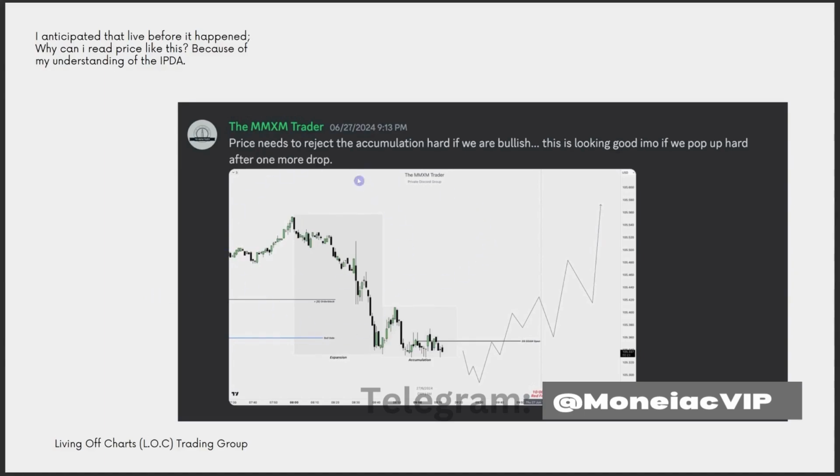So you can see here as well, the MMXM trader posted this: price needs to reject accumulation hard if we are bullish. This is looking good, in my opinion, if we pop up hard after one more drop. Why do we want to see one more drop? Right, because we had that accumulation phase over here. So it was expanding lower and then it started to accumulate.